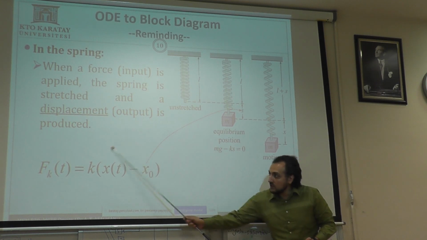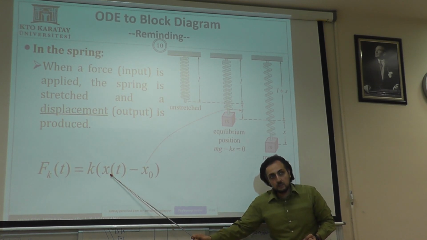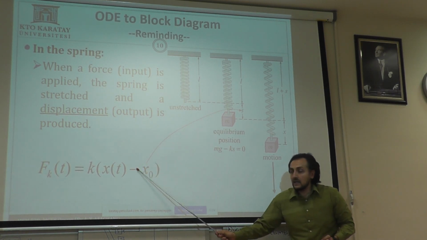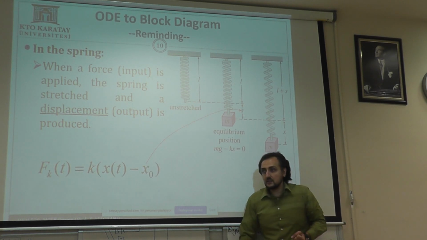So the equation is displacement minus the initial displacement multiplied with k.